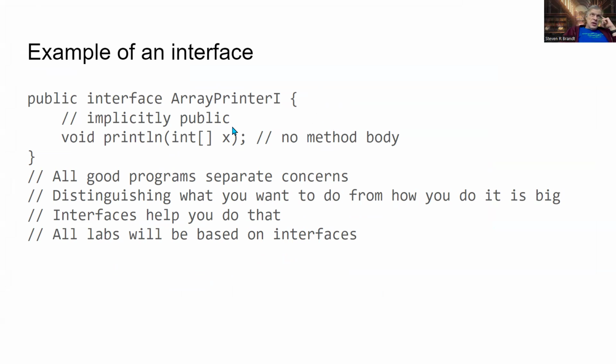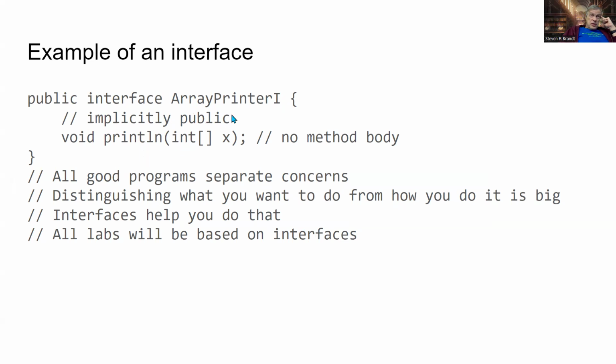So in this case, what I have is public interface ArrayPrinterI. The name I picked here, I put a capital I at the end just to emphasize the fact that this is an interface. I don't have to do that. The next thing I want you to note is everything in here is implicitly public. So I said void println, but this is really public void println because it's an interface.